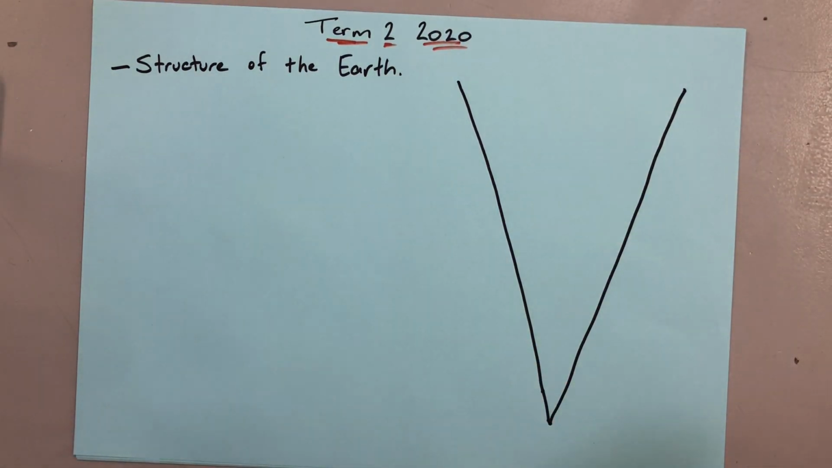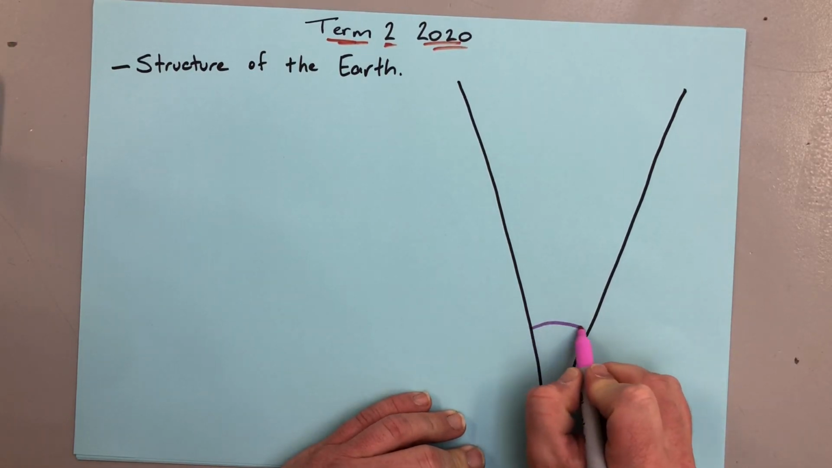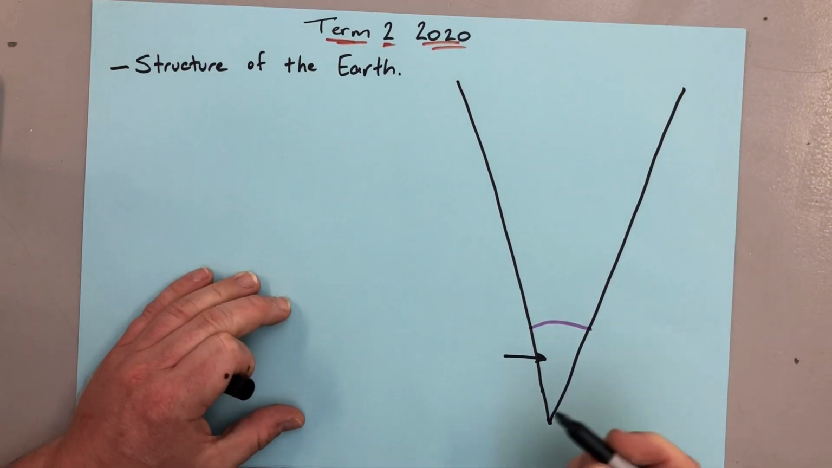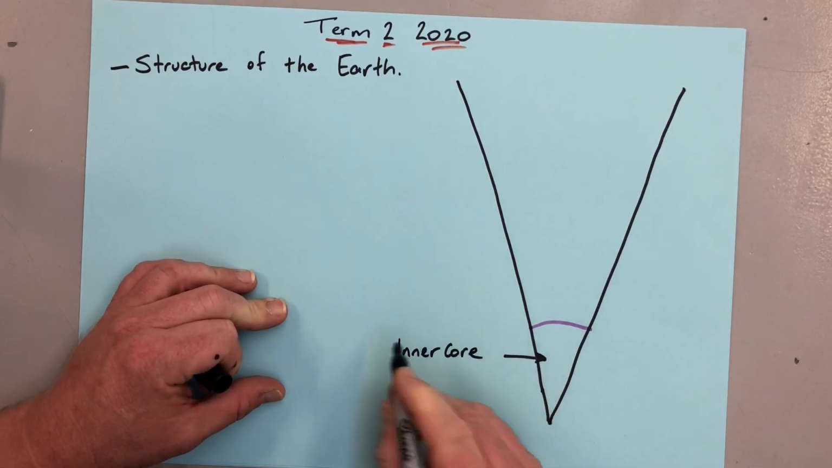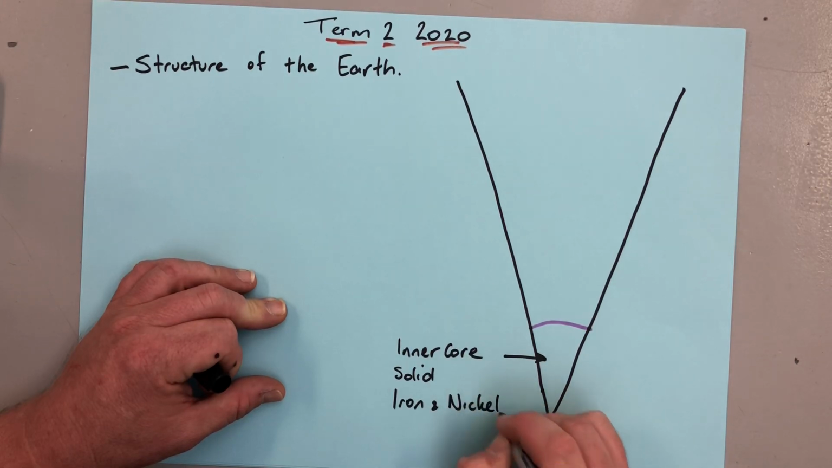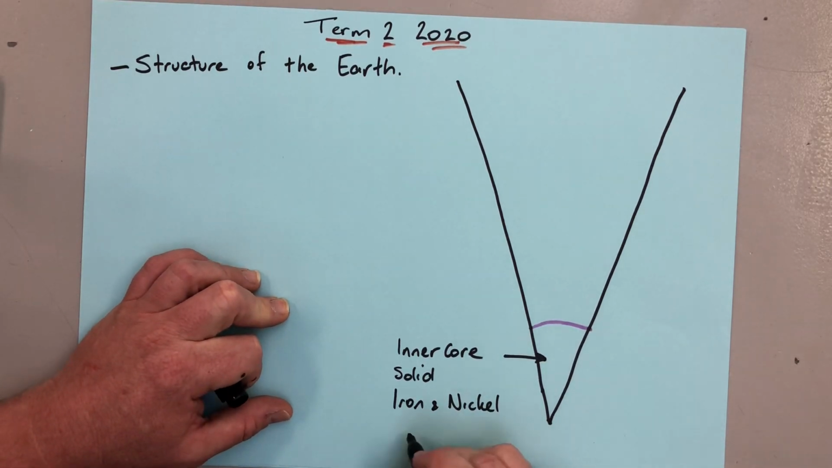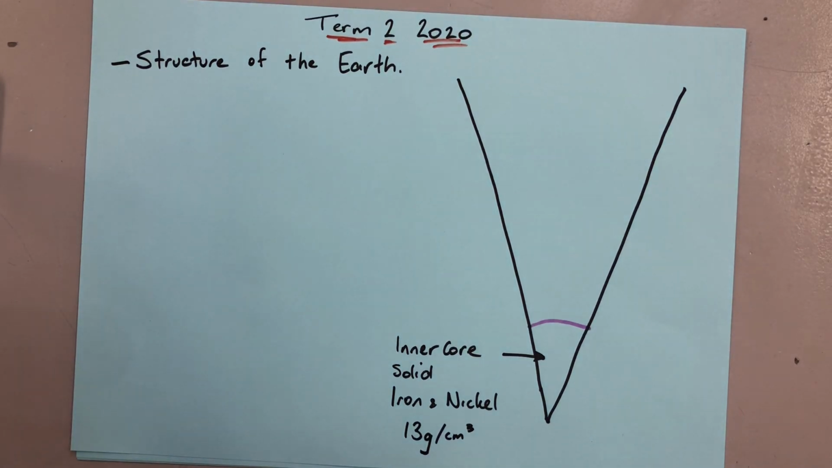Okay, let's use some different colours to represent. We're going to start off with our first layer, and it's our central layer in the Earth. Everyone will know this from year 7, that this is called the inner core. And we know that it's solid, and it's also made out of primarily iron and nickel. It's also very, very dense. It has the greatest density of any layer of Earth, around 13 grams per cubic centimetre. So it's very, very dense material.